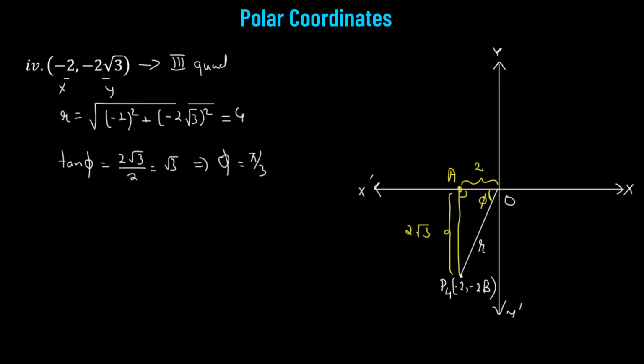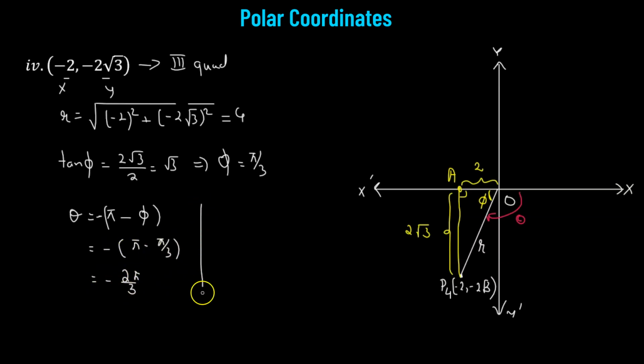But what we need here is the angle theta. So this is the angle theta, and this is in the clockwise fashion. To find angle theta, all we have to do is take the angle pi, and from it subtract phi. Now since we are going in the negative direction, we'll have to consider the negative value of theta. So that means we finally have negative of (pi minus pi over 3). So this is equal to negative 2 pi over 3. Okay, so this is one way.